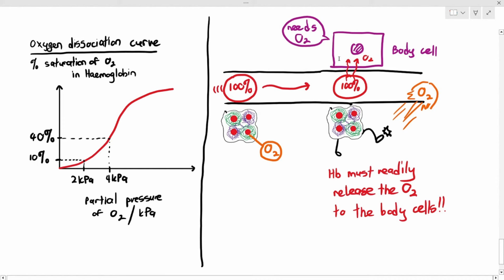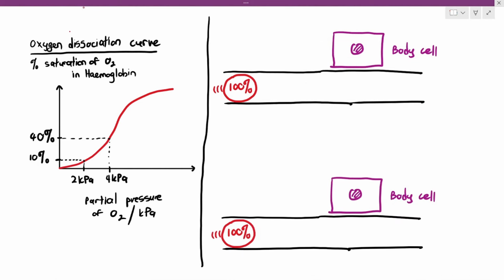So this explains that hemoglobin must have a second characteristic where it must readily release the oxygen to the body cells. Not only must it keep the oxygen, but it must also be willing to part with the oxygen so that the body cells can receive the oxygen. So what does this have to do with the curve? Okay, let's explain this. Imagine two situations.